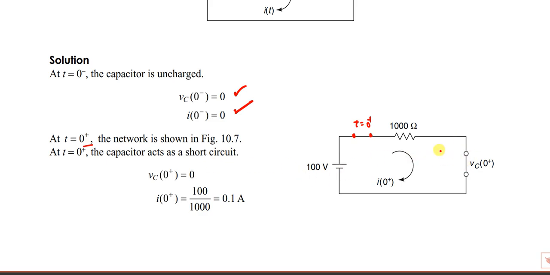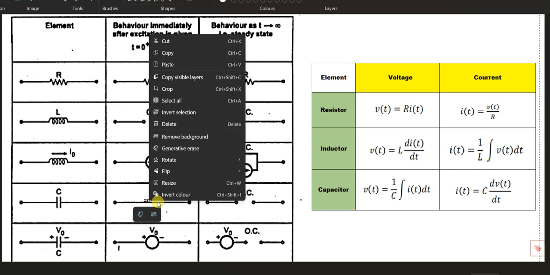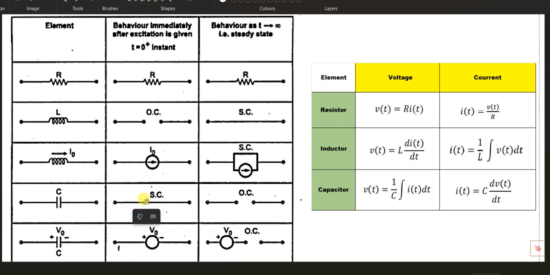So remember this important diagram: the capacitor just after switching acts as a short circuit. For t equals infinity, that means when steady state is reached, only then does it act as an open circuit.